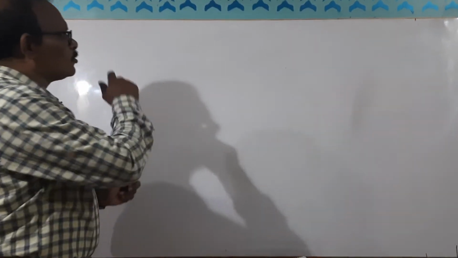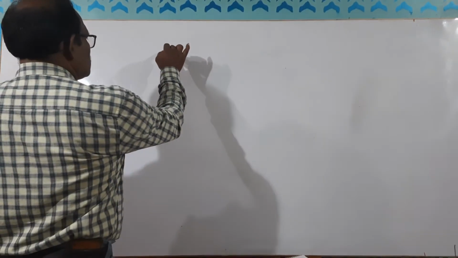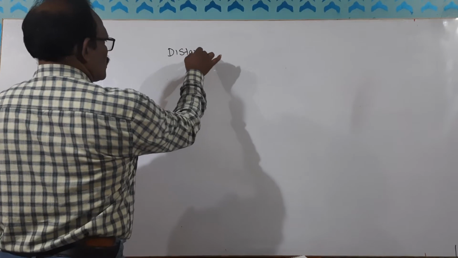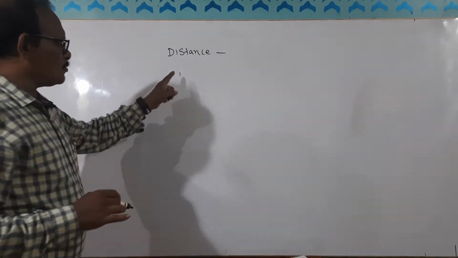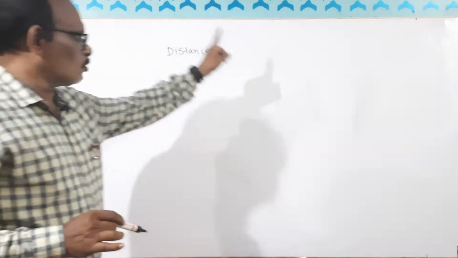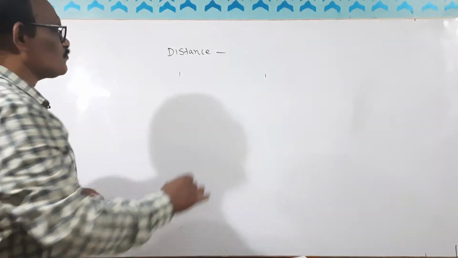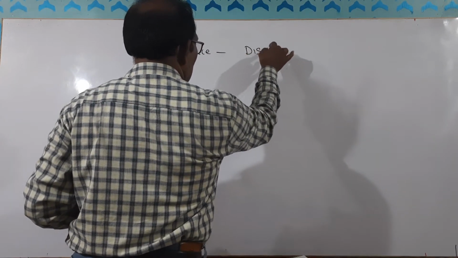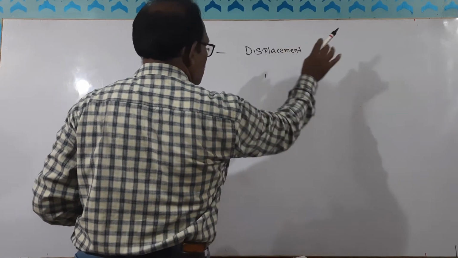Now, motion. The first term to read in motion is distance, because of moving. If a person is here and goes there, that means he covered some distance. So distance is there. Now distance and displacement, these are the two phenomena. Now what are these? Let me explain to you. Distance and displacement.